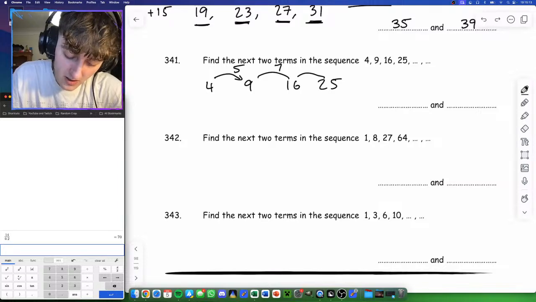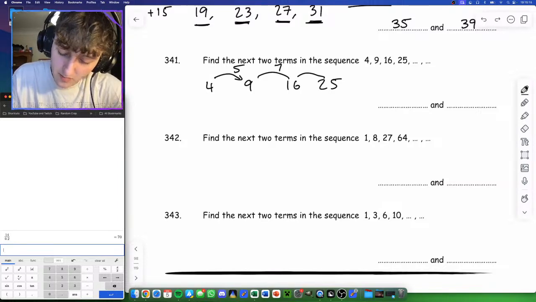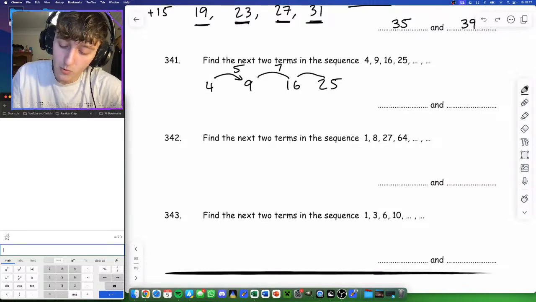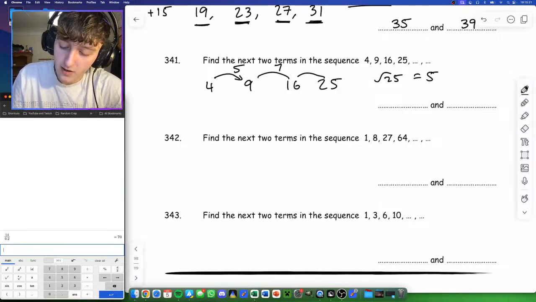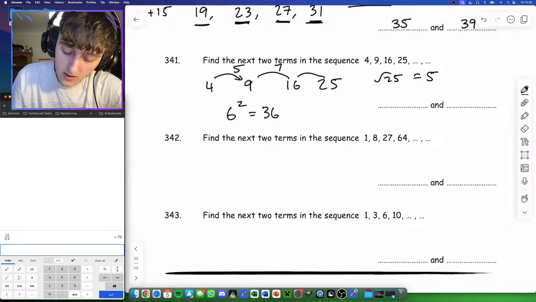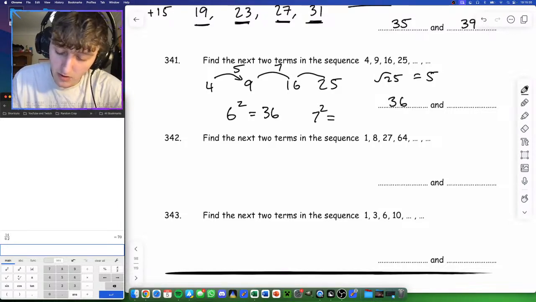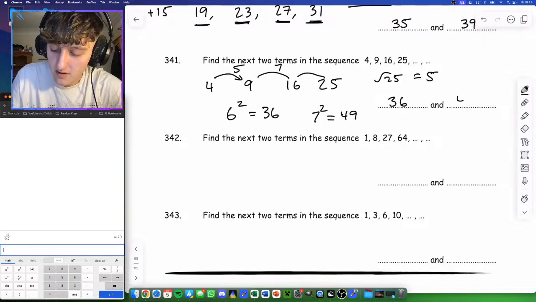So what we're going to be doing is, oh right, so if that's 25, then what's the root of 25? That equals 5. So then to find out the next one, we're going to square 6, aren't we? So 6 squared is 36. And then 7 squared is going to be the next one. It's going to be 49.